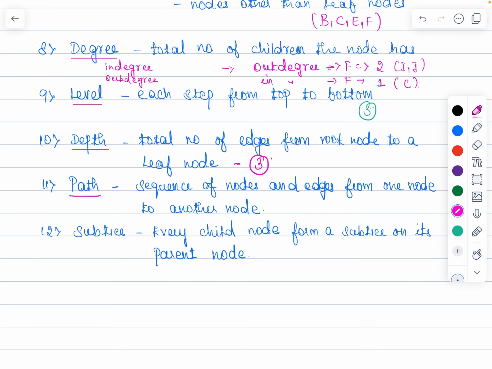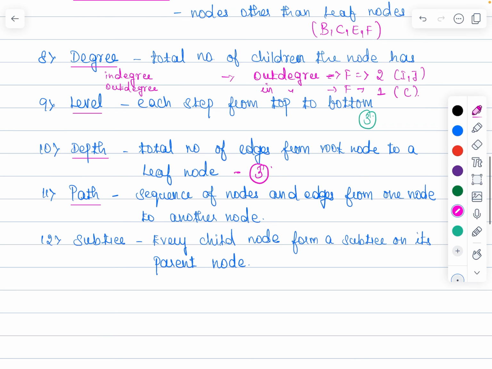And next is path. The sequence of nodes and edges from one node to another node is called a path between any two nodes. If you want to traverse from one node to another, it is only through some path that we would be traversing, right. So, we call that a path. All the edges you traverse to get from one node to a particular node, we consider it as a path.